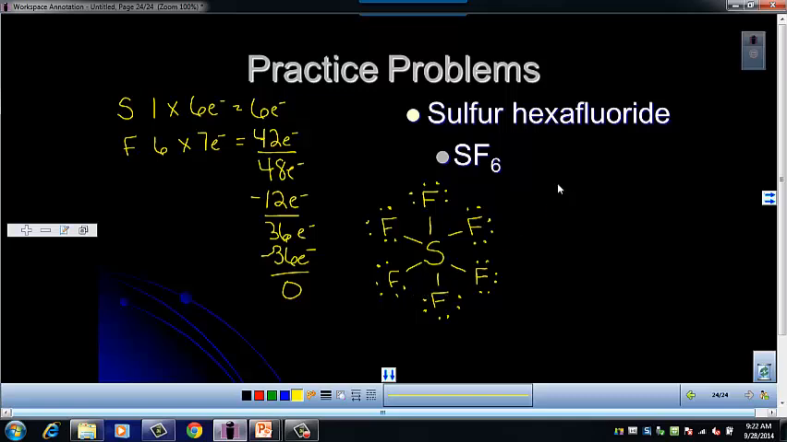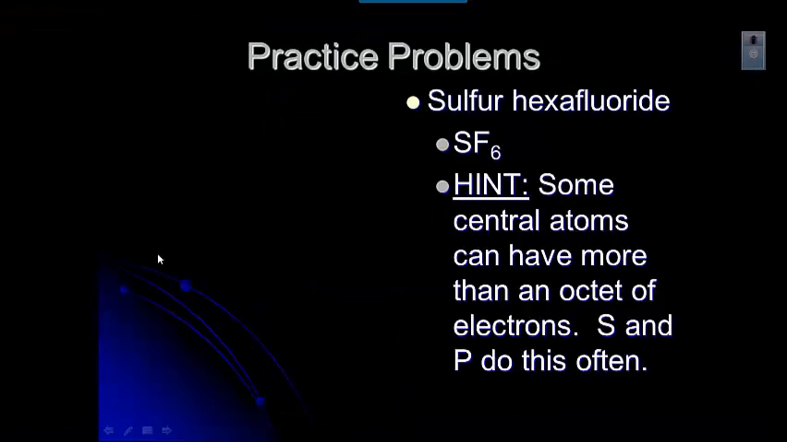Let me give you the hint. Some central atoms can have more than an octet of electrons. Sulfur and phosphorus do this. And if you look under sulfur and phosphorus, there's arsenic and selenium. There's like a little box. Those are the ones that you will tend to see in this class. So just be aware, if I give you a compound and I have 5 or 6 things hooked to it, that's okay. If there are 5 or 6 atoms that are going to hook to that central atom, that's okay. I'm not trying to trick you. All right, let's try another one.